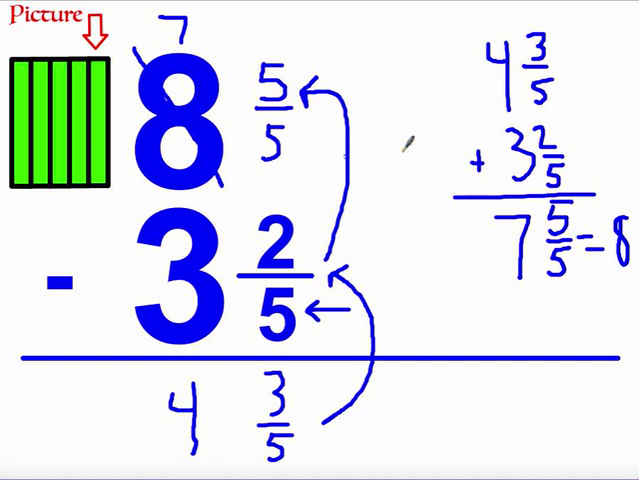Now you do have some problems to work on in your assignments. Make sure first off you have common denominators, and if you have to borrow, take 1 from the whole number column, add your denominator and numerator together, and you'll get your new top number.